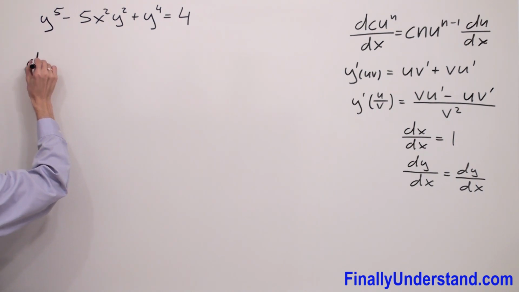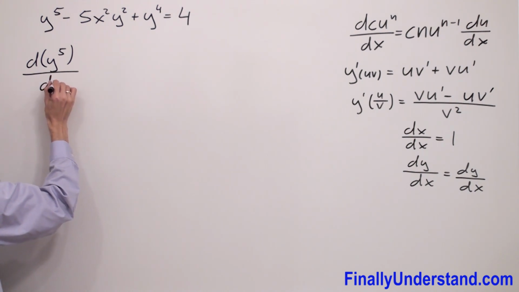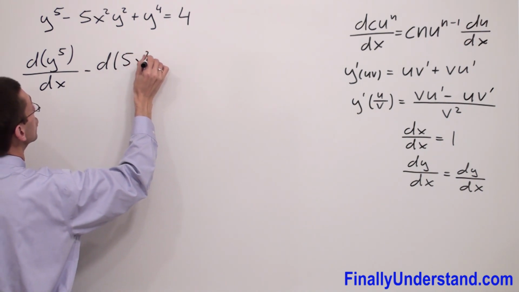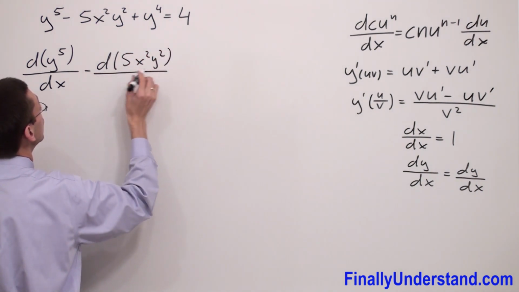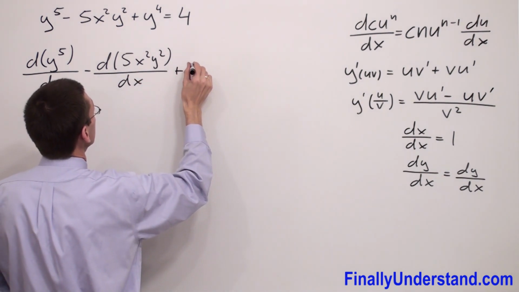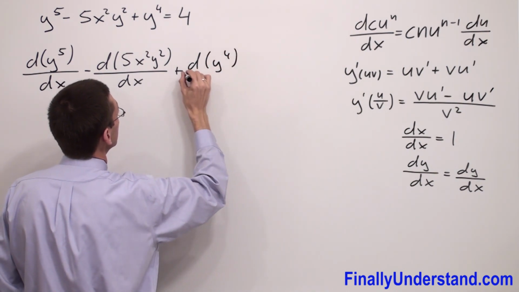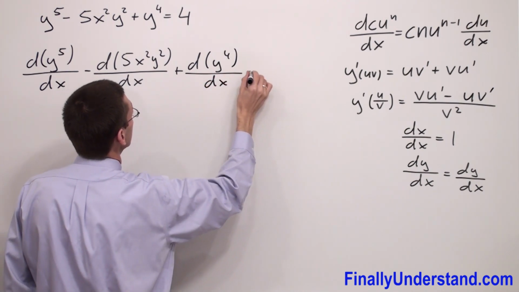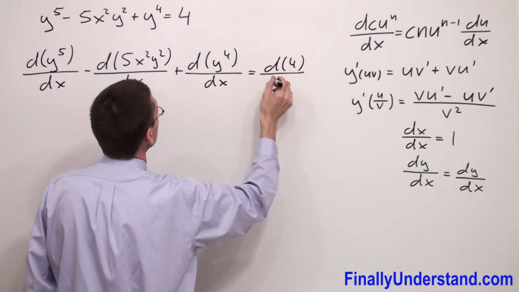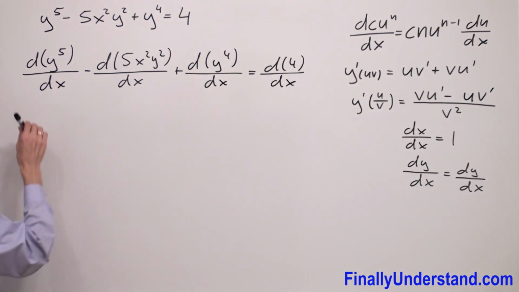So I have derivative of y to the fifth with respect to x minus derivative of 5x squared y squared with respect to x plus derivative of y to the fourth power with respect to x is equal to derivative of a constant with respect to x. Okay, so what do we have over here?